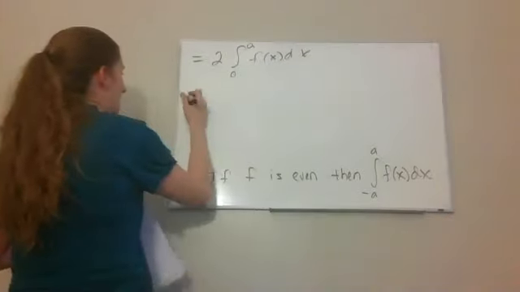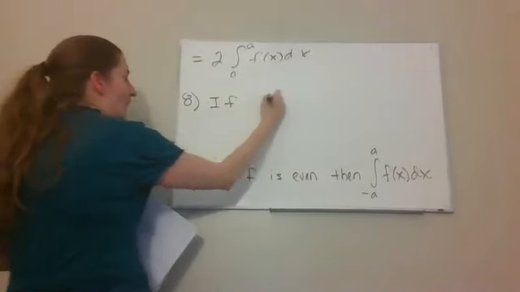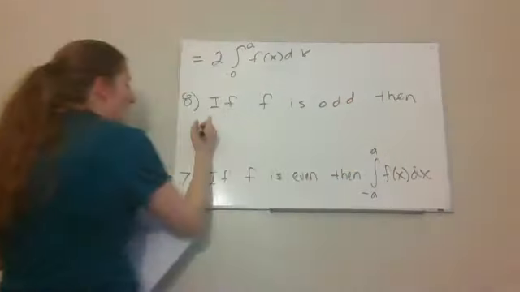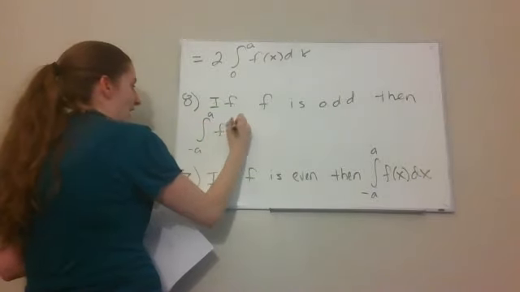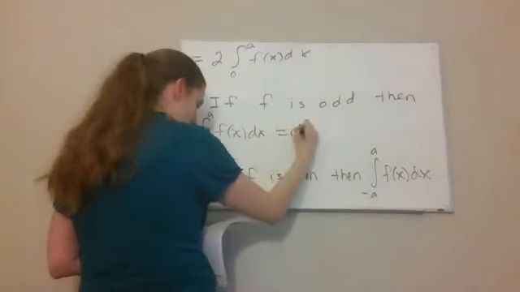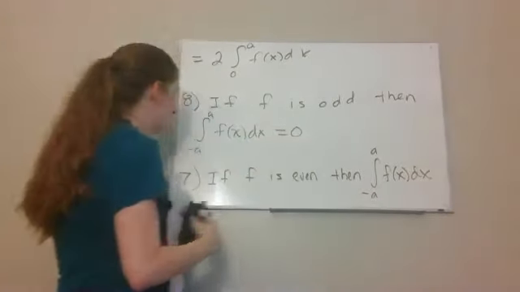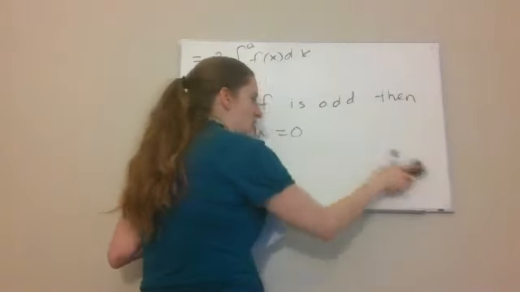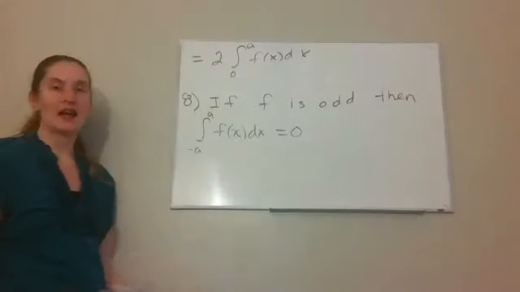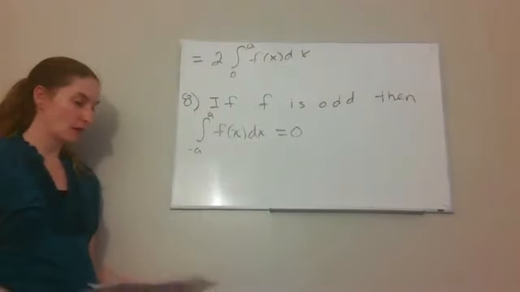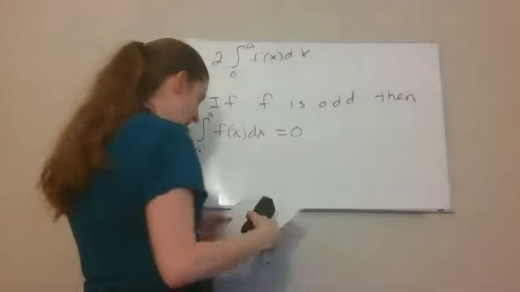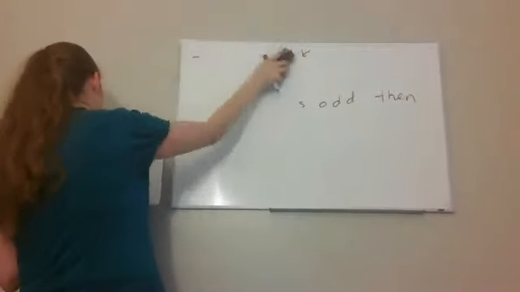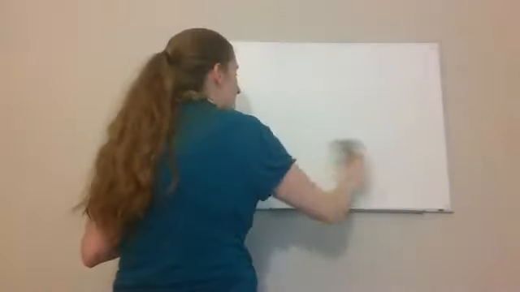And the last property, if f is an odd function, then the integral from negative a to a of f of x is 0. So when you're an odd function, you're symmetric about the origin. So that means you have rotational symmetry. And if that happens, you end up getting an integral that equals 0. All right, so let's go ahead and do an example using some of this information.